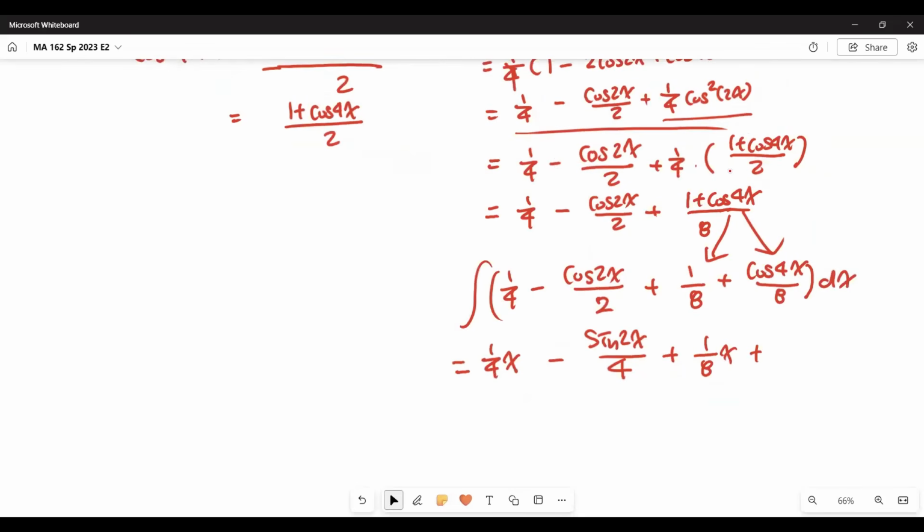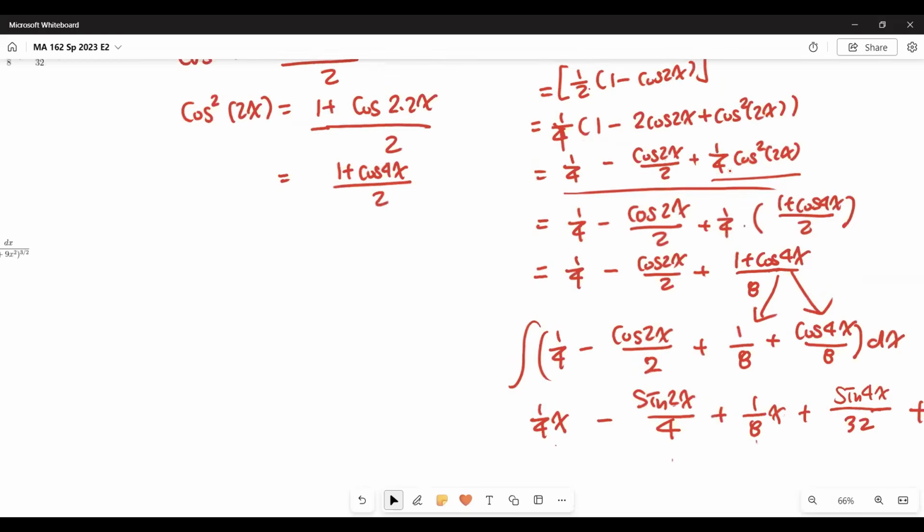So this is 1 over 4x minus sine 2x over 4 plus 1 over 8x, and then plus sine 4x over 32, right? So there you go. And since it's an indefinite integral, you have to put plus c. That's the most important part.